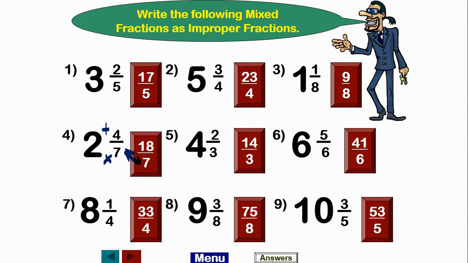Let's just have a look at another one. Let's try this last one. The 5 times by the 10 is 50, plus the 3, that gives me my 53. And likewise again, the bottom numbers remain the same. Give you just a minute just to finish checking on those.